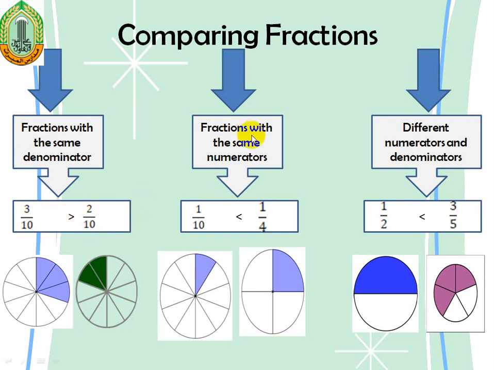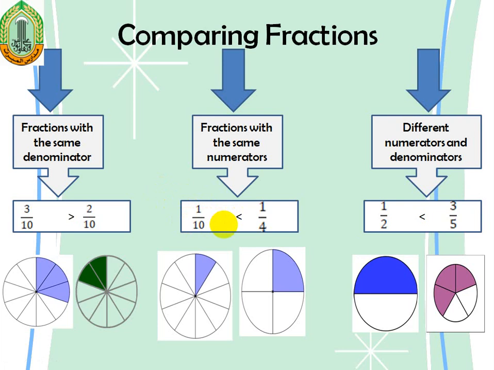Or we could have fractions with the same numerators but different denominators. For example, 1 over 10 and 1 over 4. In this case, the fraction with the greater denominator is considered less than the fraction with the smaller denominator. For example, 1 over 10 is less than 1 over 4 because 10 is greater than 4.